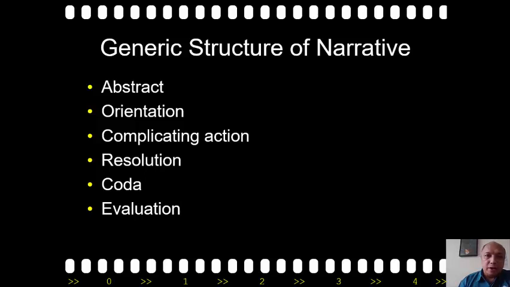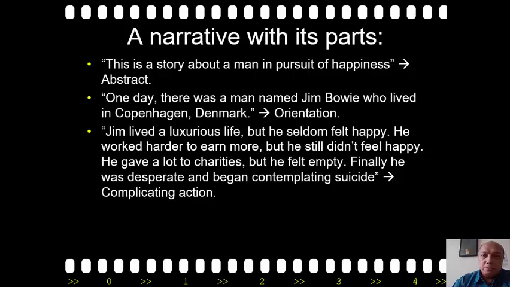Yeah. So you have abstract, orientation, complicating action, resolution, coda, and evaluation, which is actually a comment from the writer about the way the events unfold in the story. But for the time being, we are not going to discuss this in detail. Let's focus on the previous elements from abstract to coda. Now let me show you a narrative with its parts.